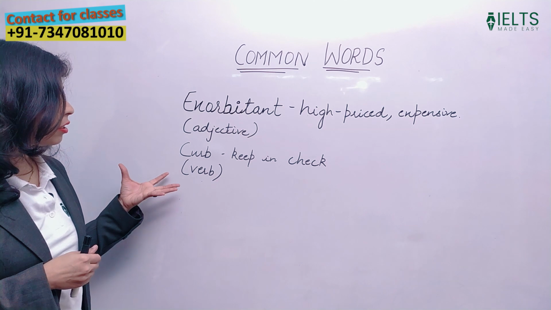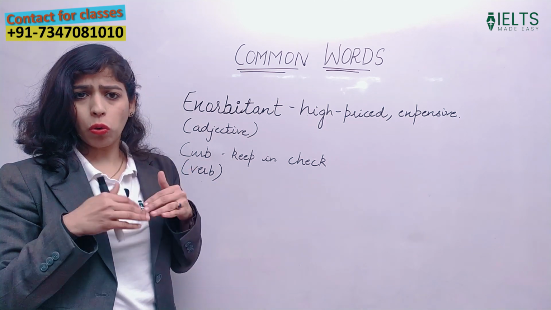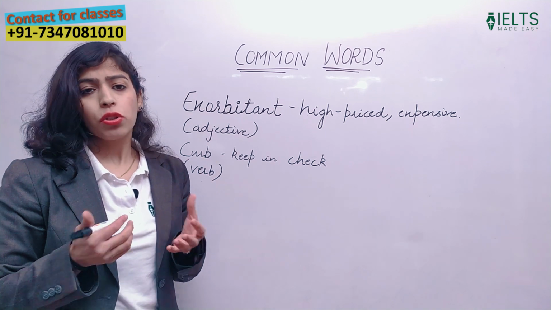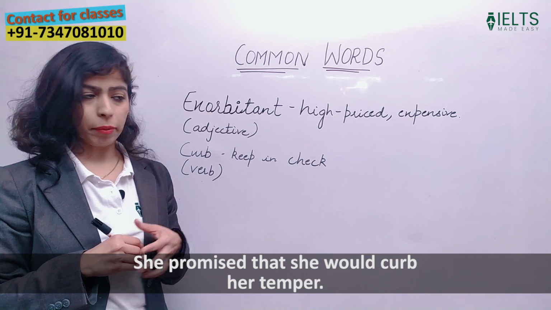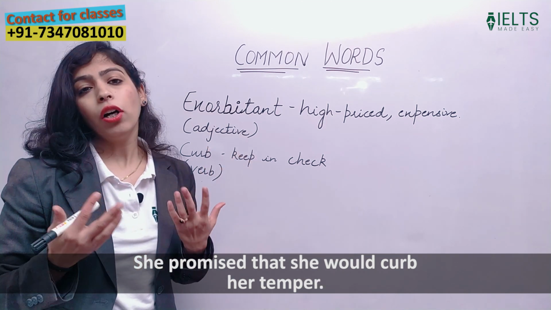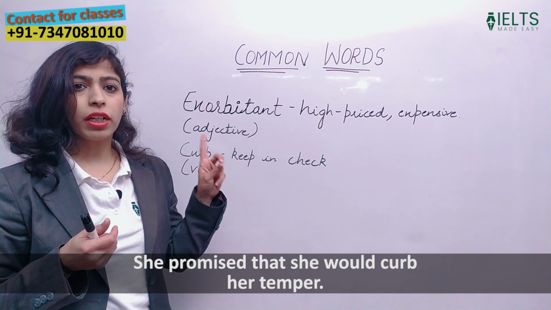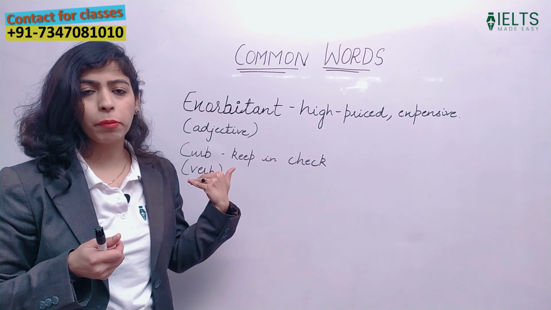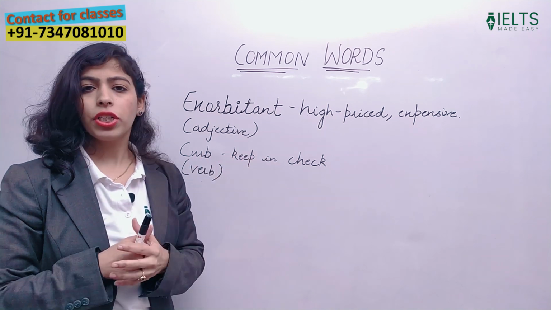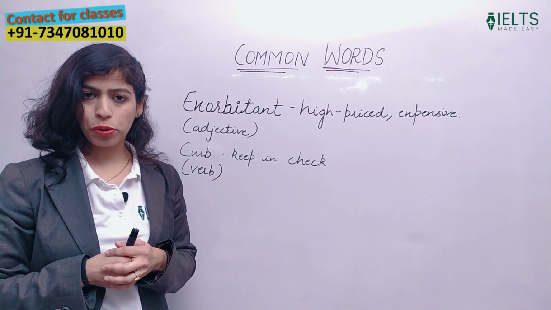And the next word is curb. Curb means keeping in check something और किसी चीज़ को lower करना, restrain कर देना. So she promised that she would curb her temper, मतलब she'll keep her temper in check. So उसने ऐसा promise करा. She promised use करा था, इसीलिए I have used would later on. Promised already past में मैंने बोला, she promised that she would curb her temper. This is the way we have used these two words.